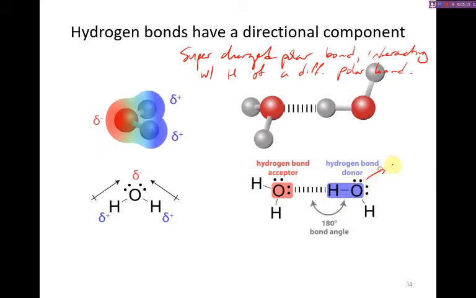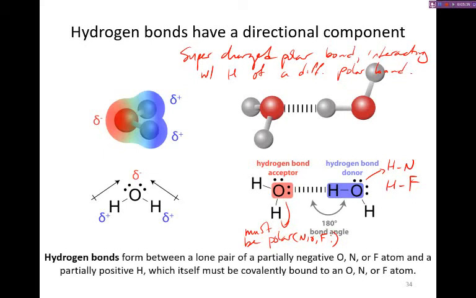So this could be hydrogen-nitrogen or hydrogen-fluorine as well. And this must be a polar nitrogen, oxygen, or fluorine with its electrons. Just to clarify, the hydrogen bonds form between the lone pair of a partially negative oxygen, nitrogen, or fluorine atom, and the partial positive hydrogen, which itself has a covalent bond to nitrogen, oxygen, or fluorine. I'm going to walk you through some examples of this and some non-examples as well.